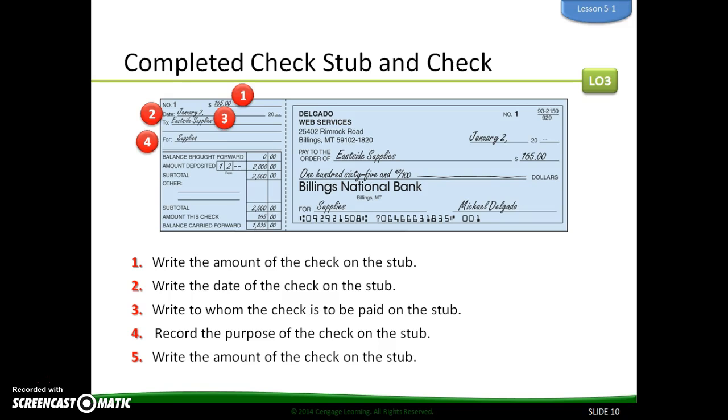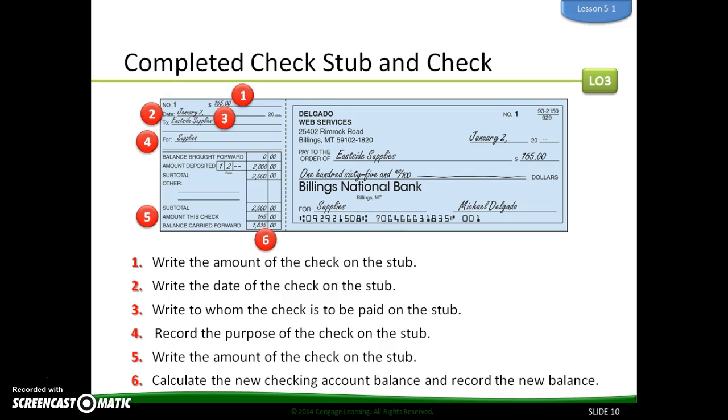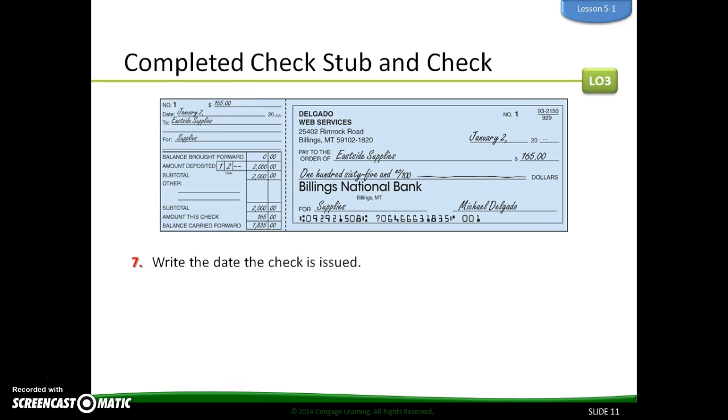Then you go ahead and write the amount of the check on the stub. And then you go ahead and subtract and get your balance forward information so that you know the balance that you're going to carry forward before you write your next check is that $1,835. So the $2,000 minus the $165. The final step then would be to actually go ahead and write the check.